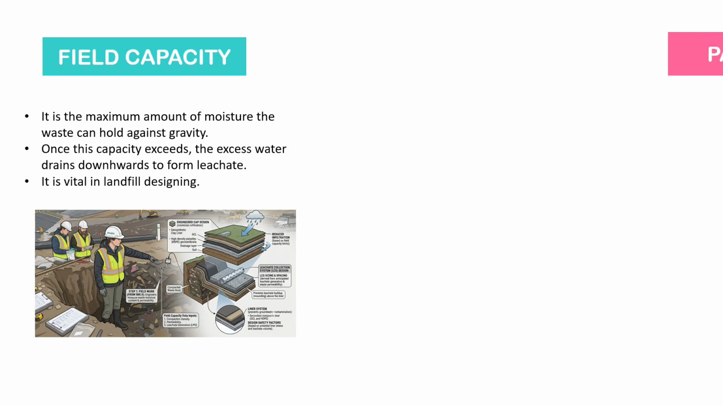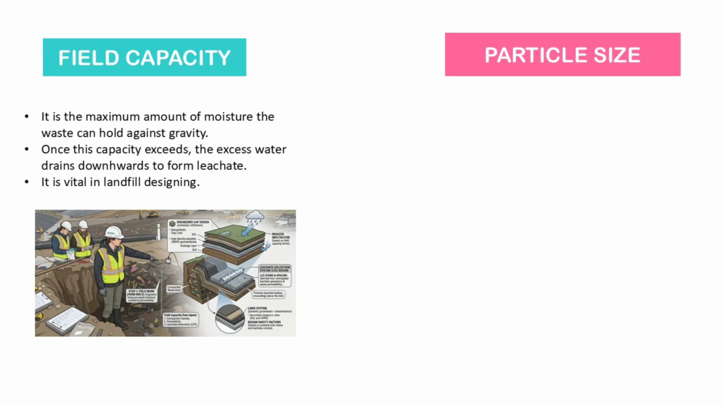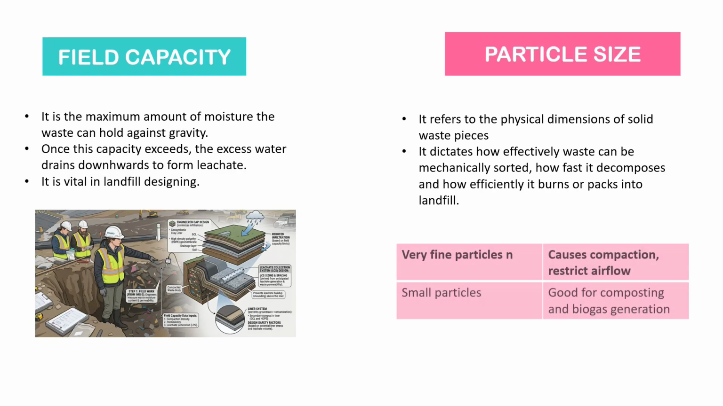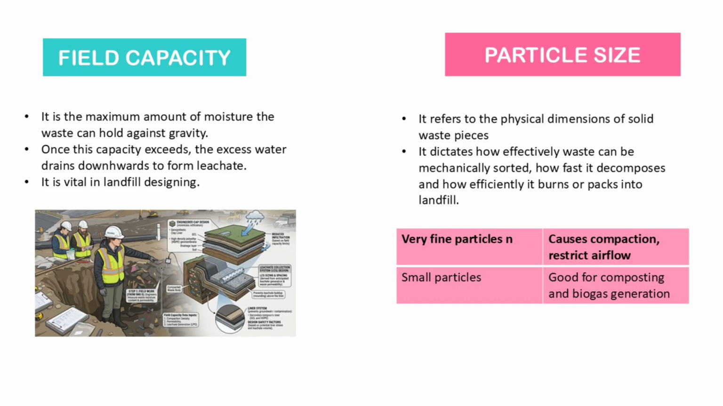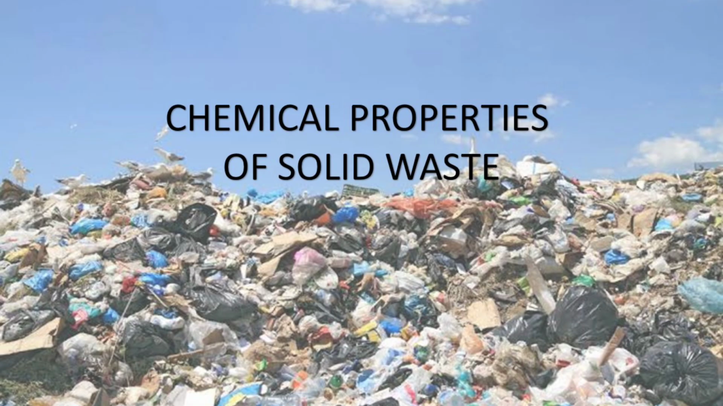The last physical property is particle size. Understanding the size of solid waste matters. For example, smaller pieces make it easier to compost, giving bacteria more to work with. However, very small particles can cause compaction and restrict the airflow. Next comes the chemical properties of waste.